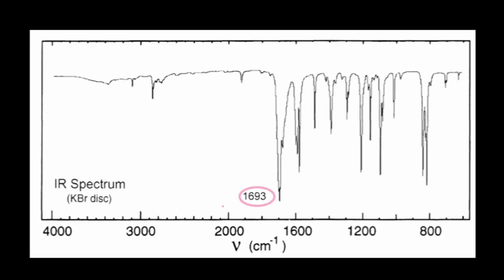IR spectrum. In the IR spectrum, we determine the functional groups that are present in our structure. Here you may see the peak at the 1693 region. It means almost the 1700 per centimeter region. This region covers the carbonyl groups, so it may be possible that a carbonyl group is present in our structure.